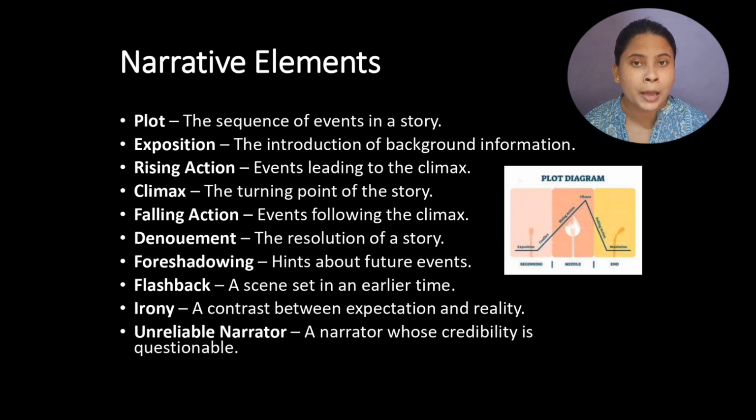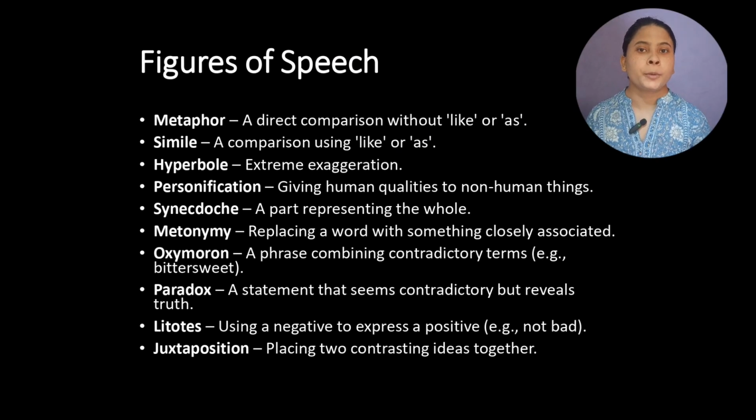Next, we have unreliable narrator. So, unreliable narrator is a narrator whose credibility is questionable. For example, if you have read The Catcher in the Rye, you'll notice the character of Holden Caulfield, and you'll see what an unreliable narrator actually is. So we learned about poetry, and we learned about some elements or key literary terms that are attached to story.